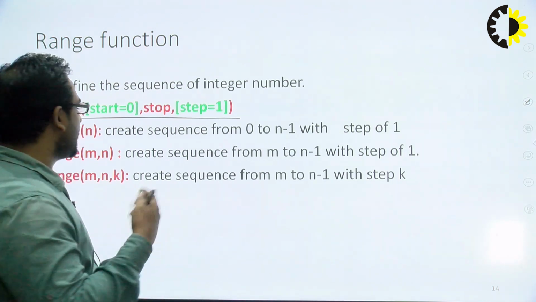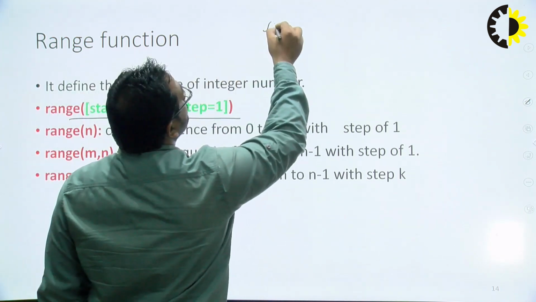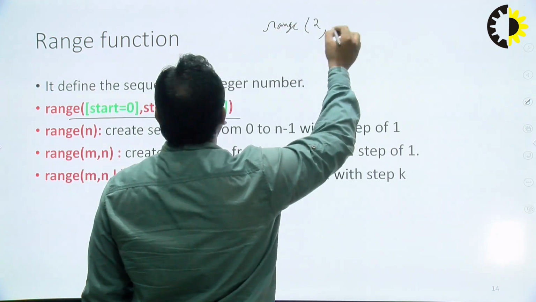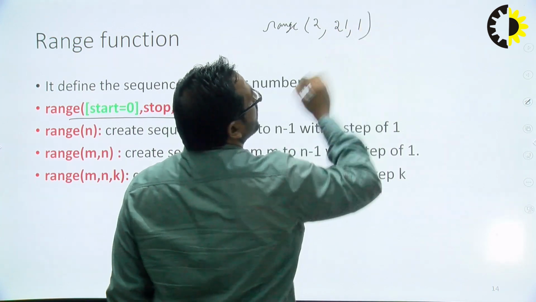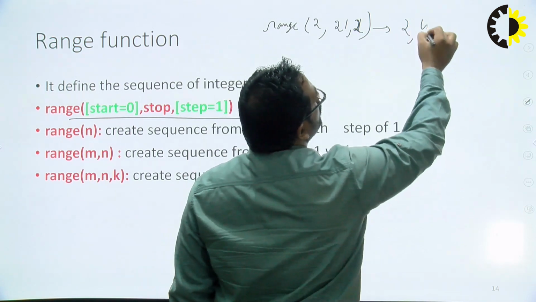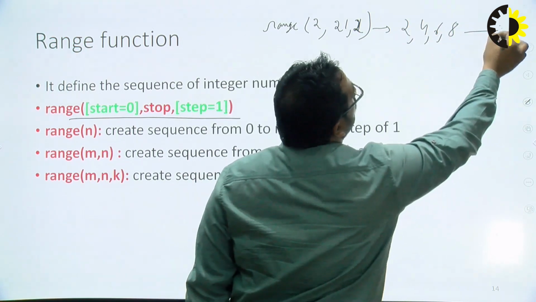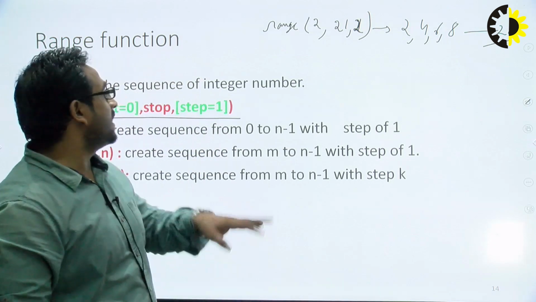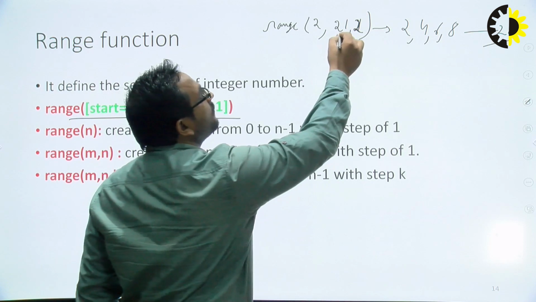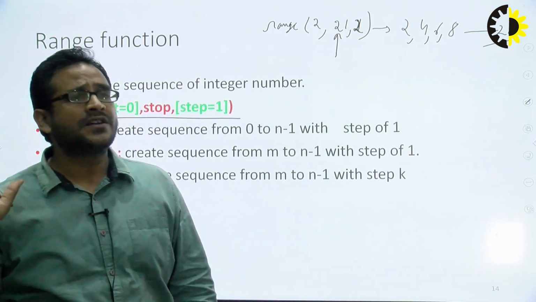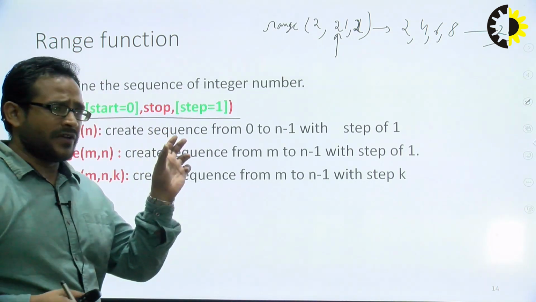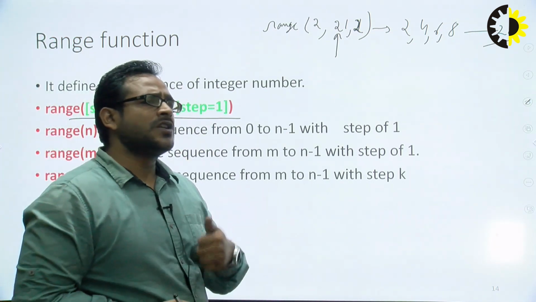Creating a sequence like, if I write here range 2, 21, 2, it creates a sequence 2, 4, 6, 8 and so on till 20. And you must remember that the stop point, the end point 21, is not included; it is excluded from the range. So it is creating a sequence. That sequence can be stored in a particular variable, or you can use it directly in your program.